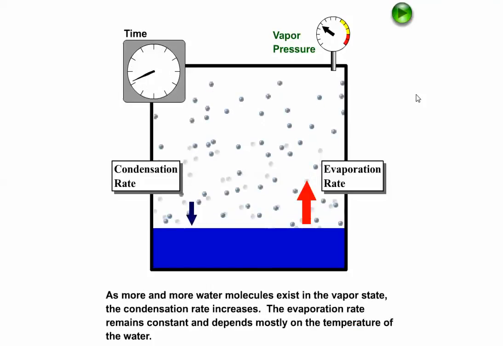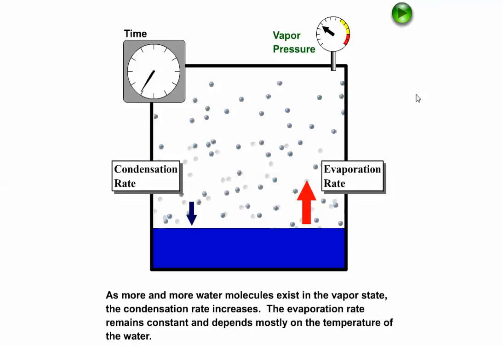we have water beginning to evaporate into water vapor, and we start to get a collection of water vapor molecules in the air over the water. The evaporation is occurring at a rate that is set primarily by the temperature of the water. So evaporation and temperature are tied together.